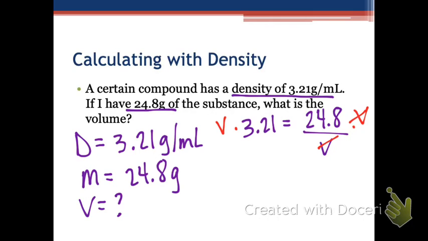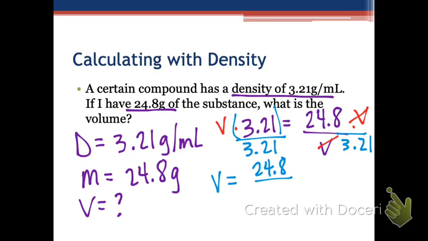We don't subtract because these are multiplied together. So now I divide by 3.21, divide by 3.21. And that leaves me with V equals 24.8 over 3.21. Okay, does that make sense algebraically how I got to that? The shortcut with that is that if I have my variable on the bottom of this triangle type equation, I just switch these two places.